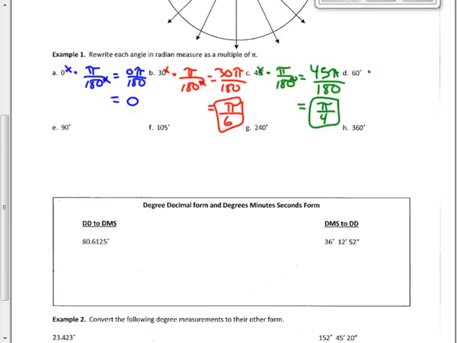At 60 degrees, I'm going to multiply by pi over 180 degrees. The degrees are going to cancel, and I get 60 pi over 180. Well, 60 goes into 180 3 times, so I end up with pi over 3. 60 degrees is pi over 3. We just covered that in the last slide as well.